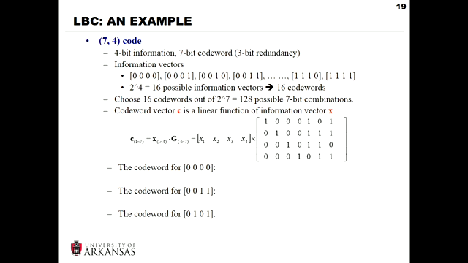Okay? And however, the length of our code word is 7 bits. Okay? So if we look at all the possible combinations of 7 bits, we have 2 to the power of 7, which is 128. Okay?